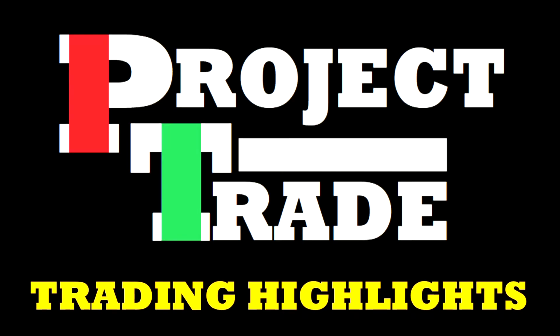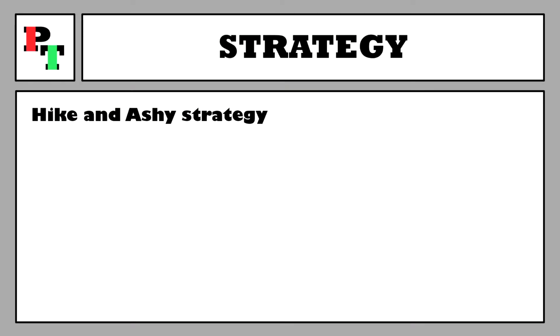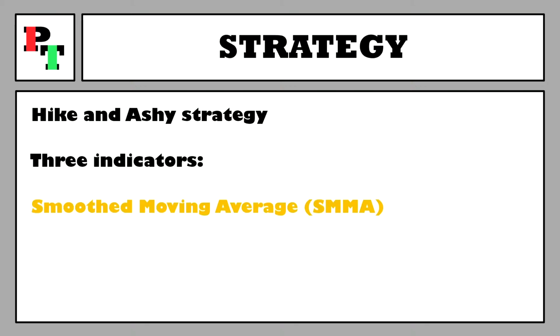It's the trading highlights show and we are starting a strategy today which mixes technical indicators with a hint of price structure. It's called the Heikin-Ashi strategy and it is a trend hunting strategy which is going to use 3 indicators for entry. We have our first market filter, which is the smooth moving average.